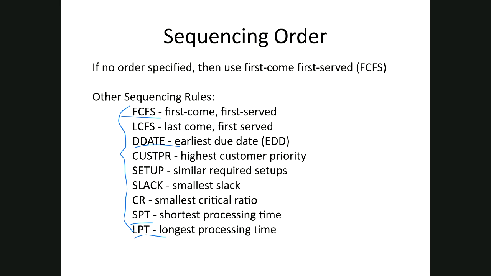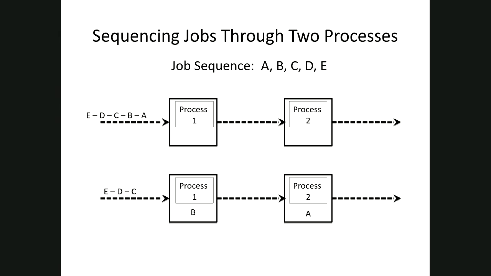Any of those still help us sequence these jobs. But before we go into the specific sequencing, I want to talk about how this is going to work. We're first going to assume that this is a first come first served sequence, that we're going to serve A, B, C, D, E. As they go through process one and process two, their order is going to be A first, and then B, and then C, and then D, and then E.